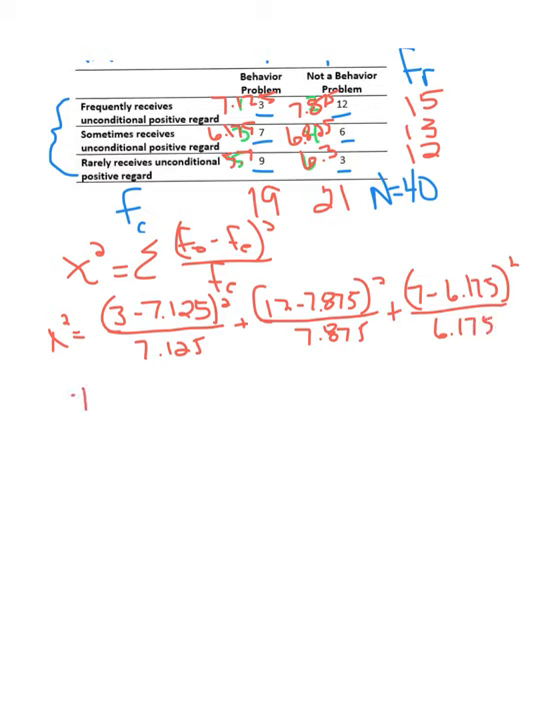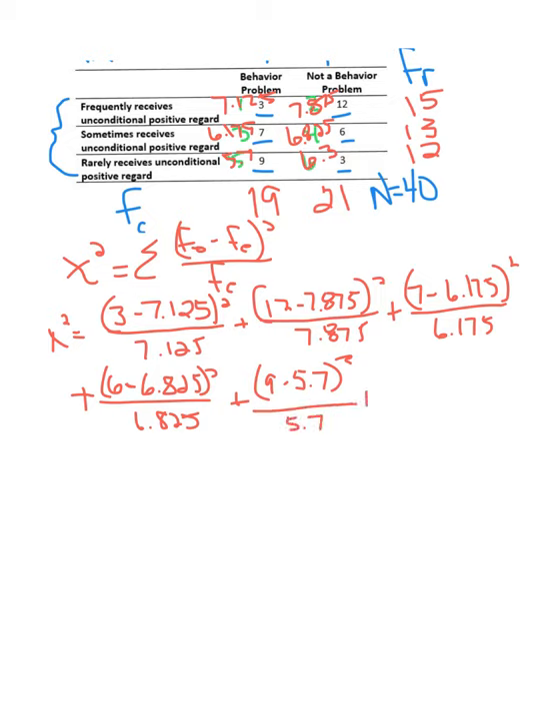I'm going to keep going down here, plus, now we're going to cell 4, 6, the observed, minus the expected, 6.825 squared divided by 6.825. And then now we can go on to cell 5, which is 9 minus 5.7. This is very sloppy, but hopefully you get the point. Divided by 5.7, plus, and now the last cell 6 is 3 minus 6.3 squared divided by 6.3.